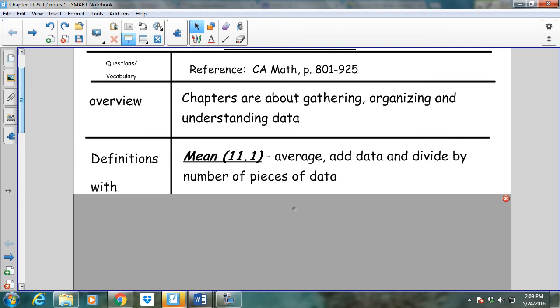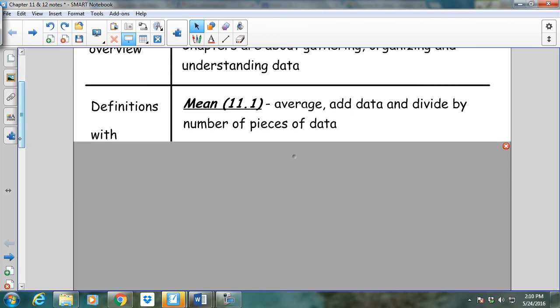Mean, which is in lesson 11.1, is a fancy word for average. You find the average by adding all of the data together, and then dividing by the number of pieces of data. So if you had 5 pieces of information, 5 different numbers, you would add those numbers up and then divide by 5. If you had 6 numbers, you would divide by 6.